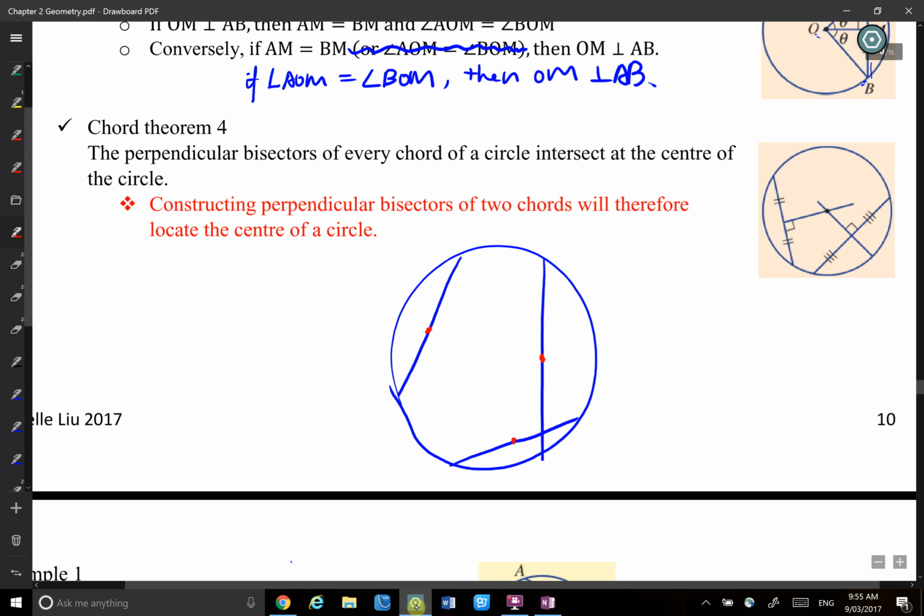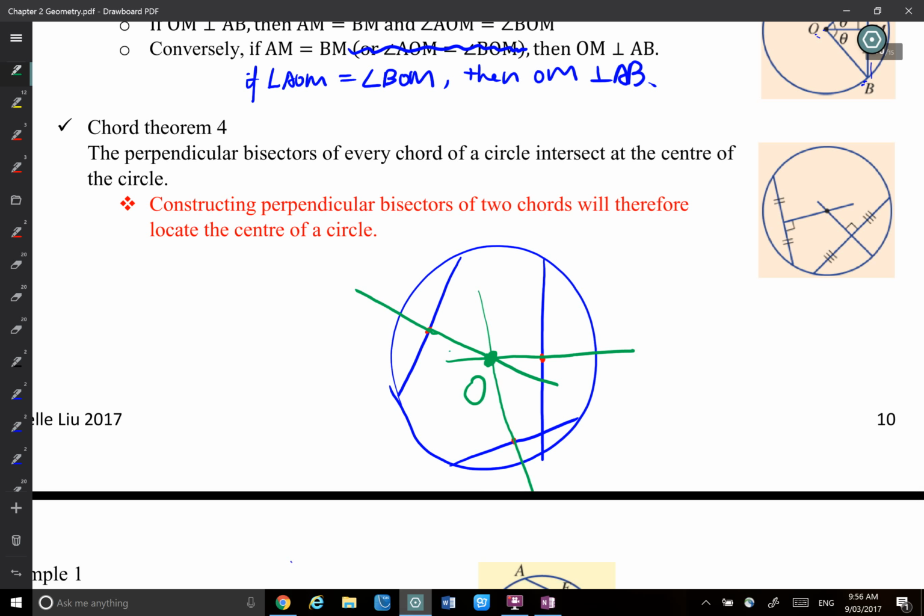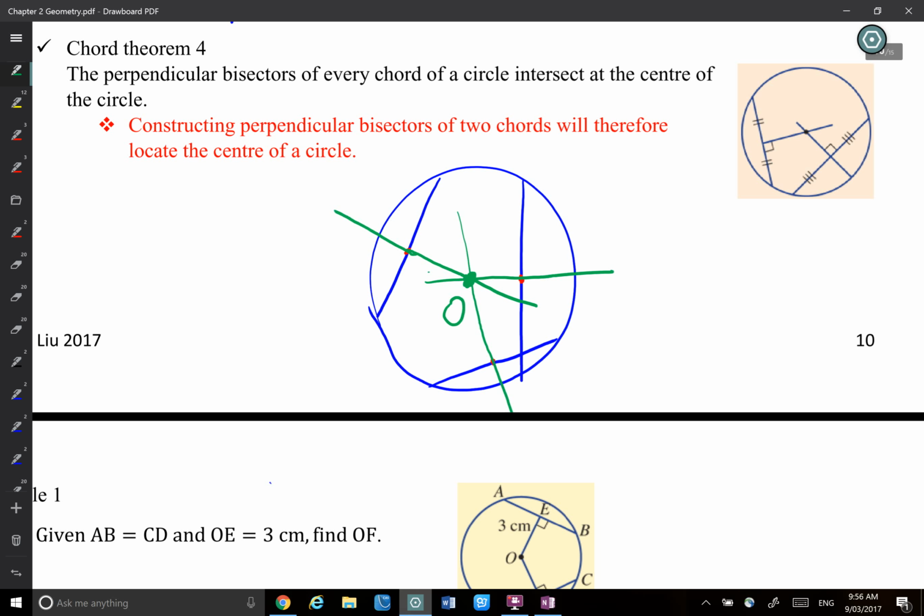If you draw the perpendicular bisectors, I will draw a perpendicular bisector, and another, and another. Those lines must all intersect at one point. They all intersect at one place. That place will be the point O. So if you draw another chord, it will be the same. It still passes through that point and is also perpendicular to the chord.